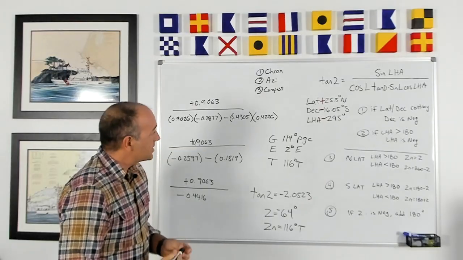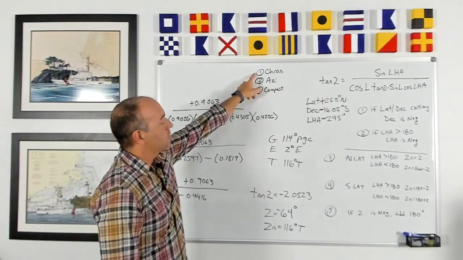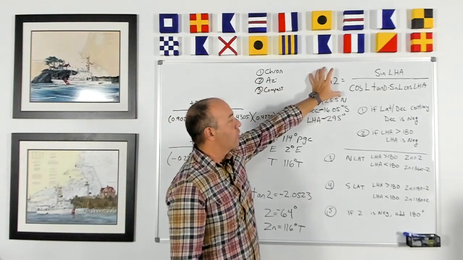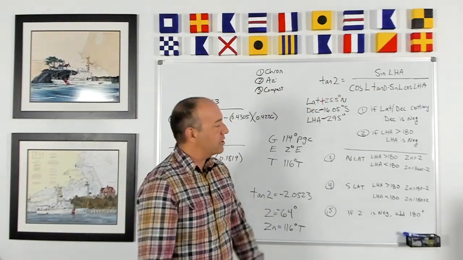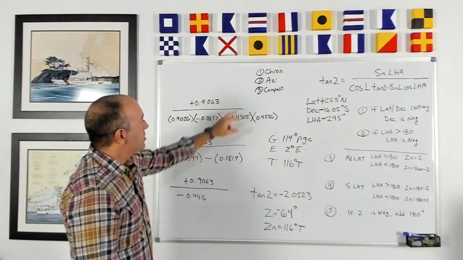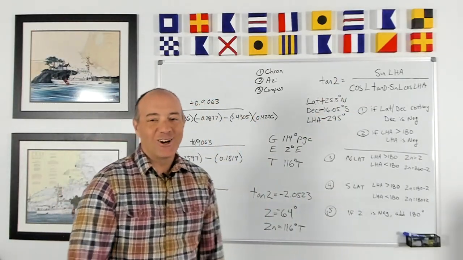All right, so this process was long, but that's how it works for Coast Guard exams. We solved a chronometer issue. We solved an azimuth issue by using this formula, which again you can look up in Bowditch, and applying these rules to it. And then we solved a compass problem to get the Coast Guard answer. All right, good luck on your exams.